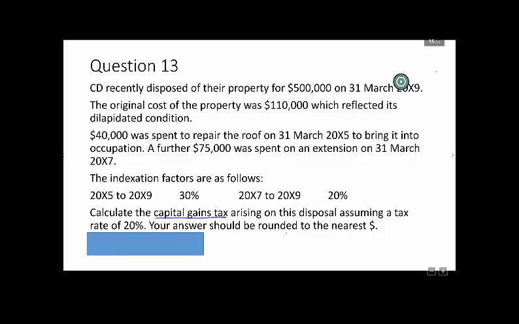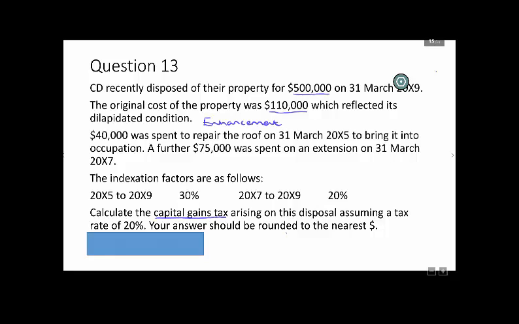will require us to go and take the proceeds figure of 500,000 less the original cost of 110,000, and then go and think about any enhancement expenditure. In this case, we've got two potential enhancement costs.